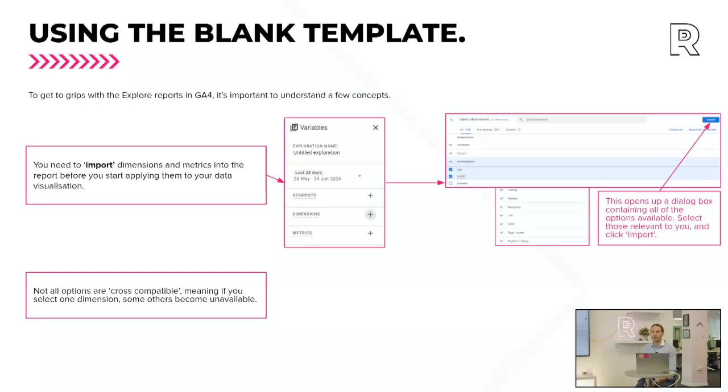Not all options are cross-compatible. So one of the big frustrations is, oh, I want to see this and plot it against that, but that bit's grayed out. Why is it grayed out?